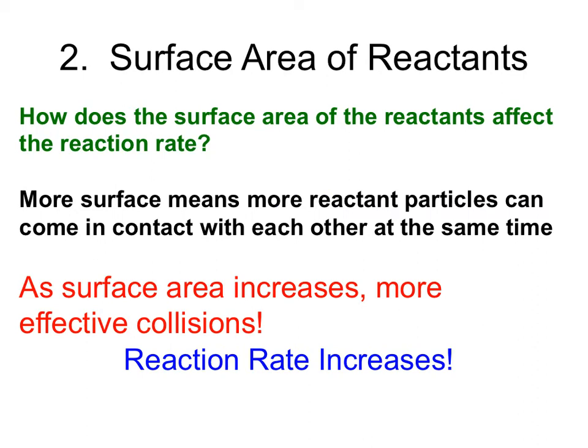The second factor is the surface area of reactants. How does the surface area affect reaction rate? Well, the more surface a reactant has, the more often the reactant surfaces can come in contact with each other, and then we're going to get a collision. And that's going to then increase our effective collisions. So as surface area increases, more effective collisions can occur, and reaction rate will increase.